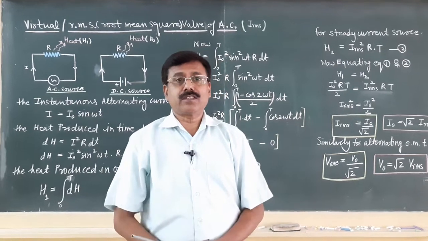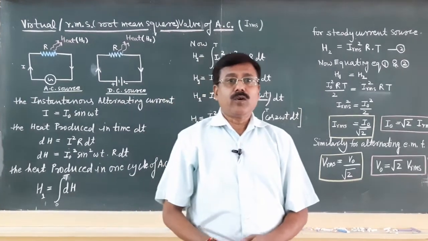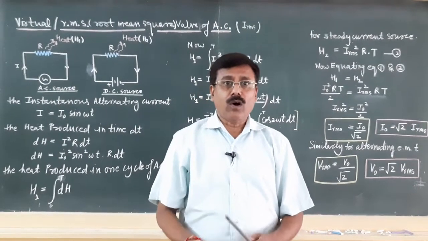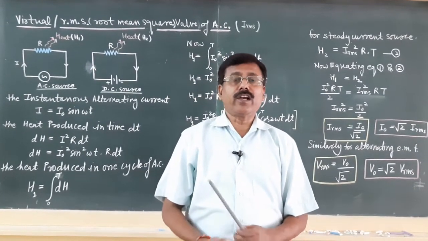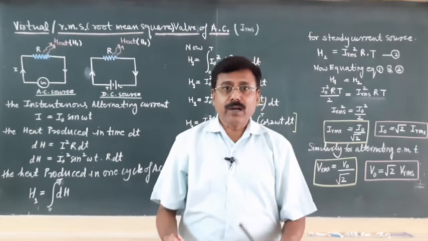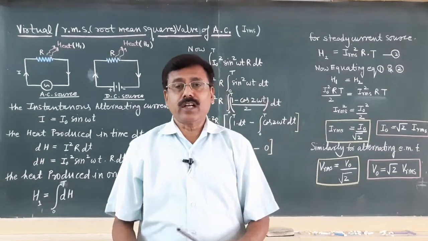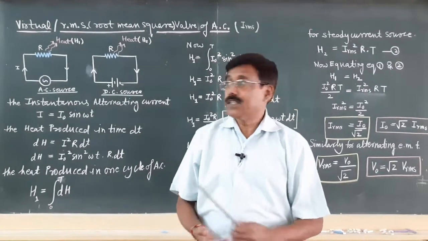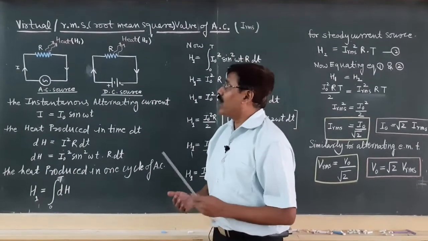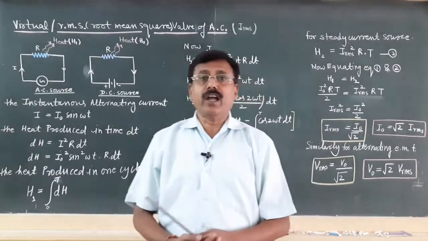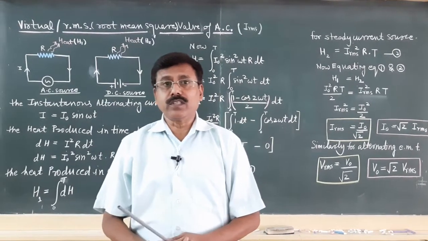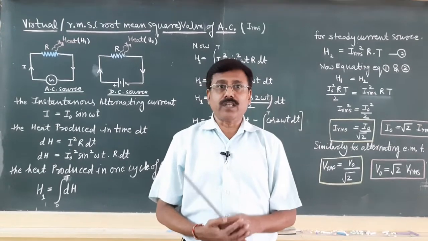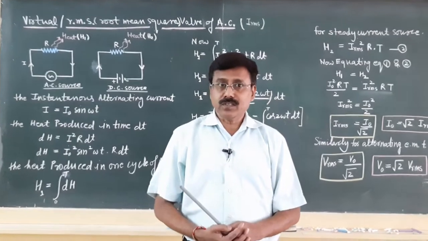We will discuss the concept of virtual value, root mean square value or effective value of alternating current, because we have two types of current, one is alternating and one is direct current. So concept-wise, virtual or RMS value is that steady current which produces the same amount of heat as the DC source does in the same circuit.